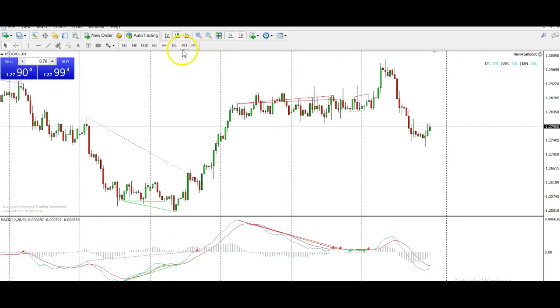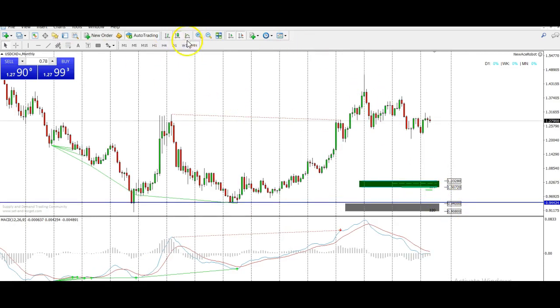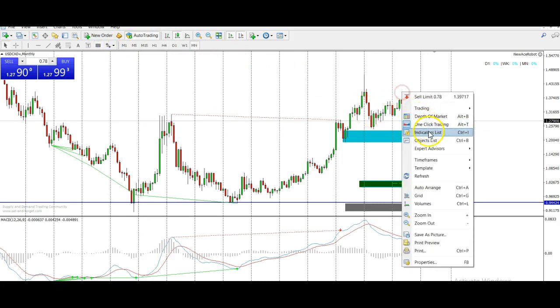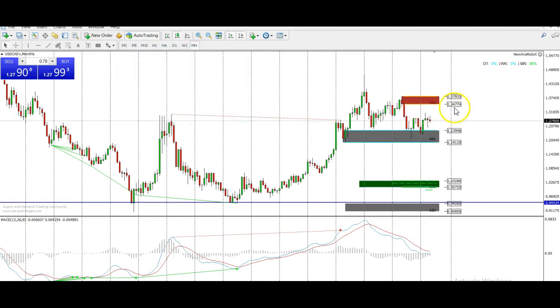Look at the USD CAD. Look at the monthly. We have our monthly zone here. We have another monthly zone here. I don't draw all the zones, I just draw the two areas that are in control really. At the minute we have this zone. Okay, these two in control.